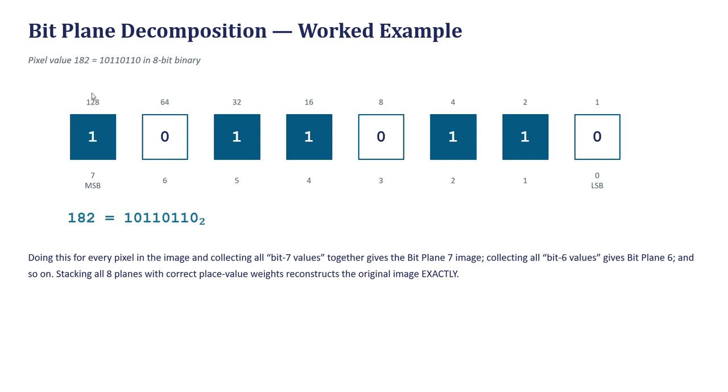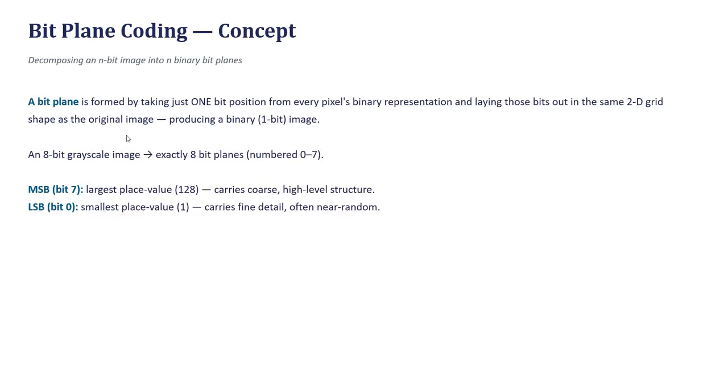There are so many values like this. I will collect all the bit 7 values, all the bit 6 values, all the bit 5 values, and so on, and all these will be captured separately in different planes. A bit plane is found by taking just one bit position and laying those bits in the same 2D grid shape as the original image, producing a one bit image. So now there is a one bit image getting formed, either 0, 1, 0, and so on.